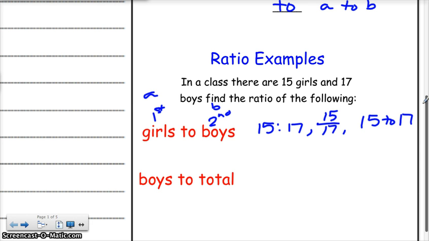Actually, a lot of times it's probably best to write it as a fraction because it sets us up for proportions. Boys to total. How many boys do I have? 17. 17 boys. How many total kids? 32. 17 is to 32. Or 17 over 32 would be equivalent. All right, next.